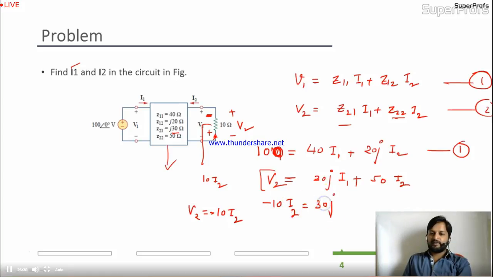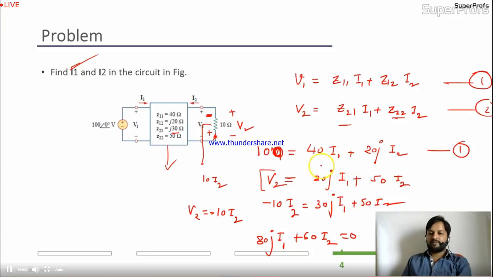This is 30J I1 plus 50 I2. I'll take this to this side, so this is 30J I1 plus 60 I2 equal to 0. Now you are having two equations and two unknowns, I1 and I2. Can you solve for I1 and I2? Yes.